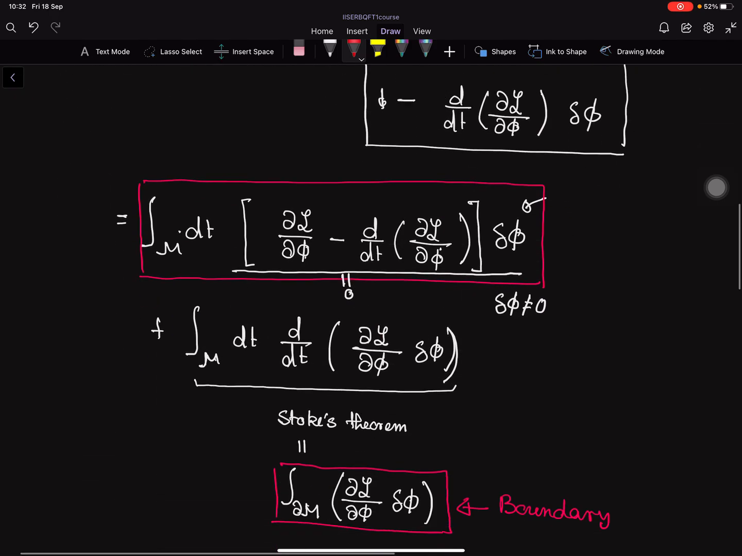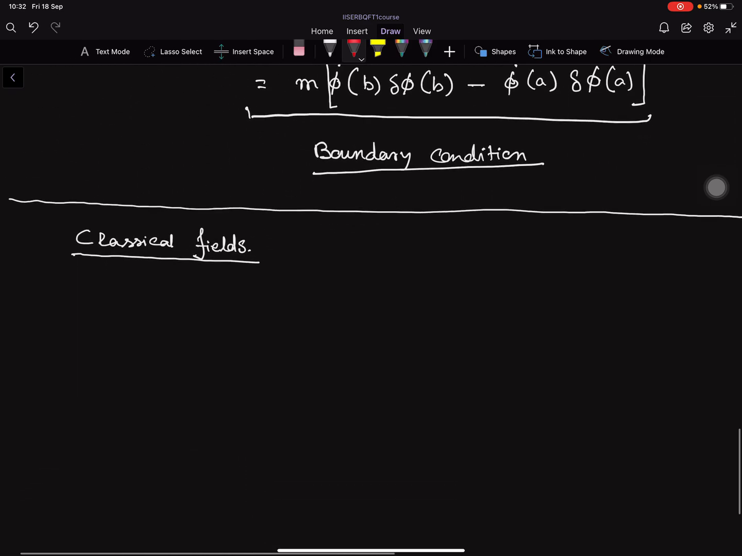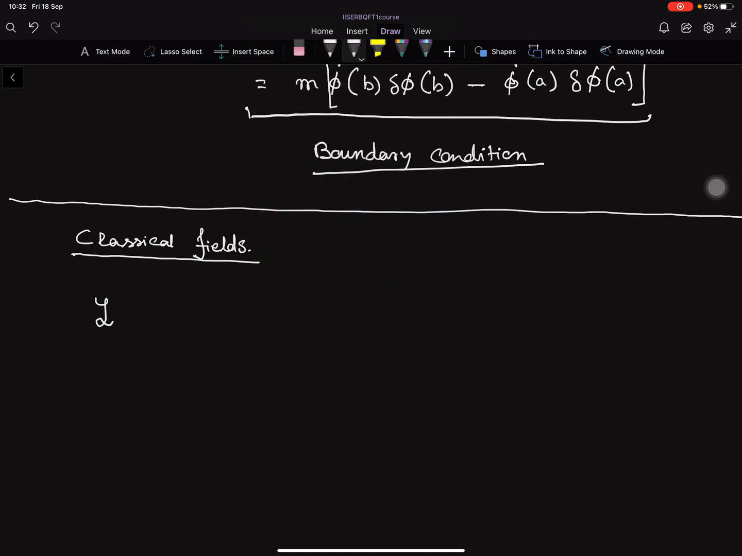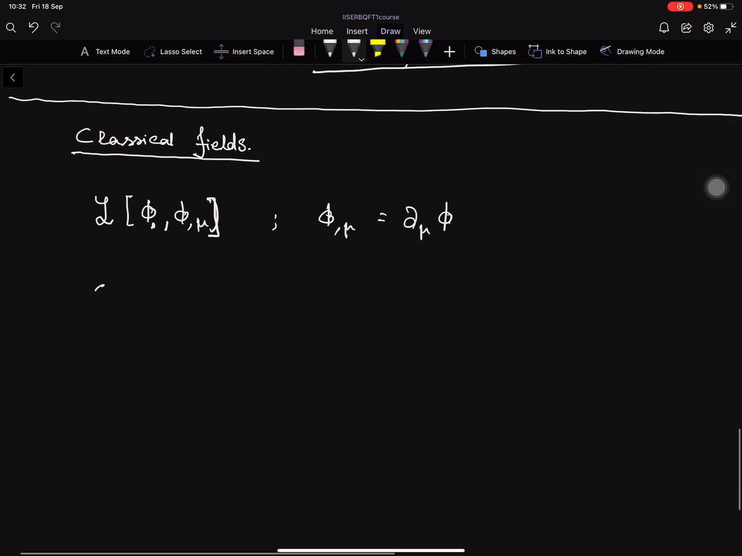Okay, so let's write it again. We are now doing classical fields. In this case, the Lagrangian just depends on phi and phi_mu, where phi_mu is del_mu of phi, and the action is the integral d^d x, which takes values over some range M, of L.